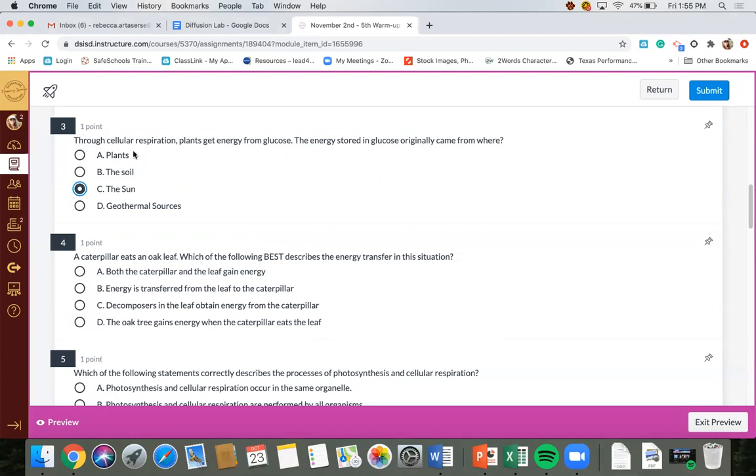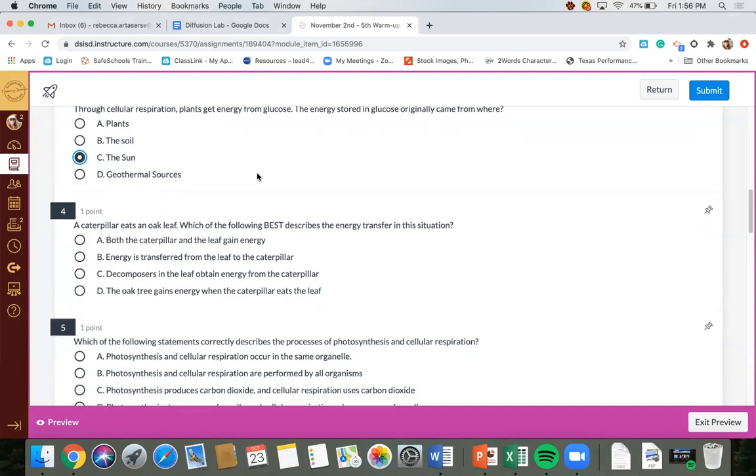And so it's not plants. Plants are going to perform photosynthesis, but that's not where it's getting its energy. The soil, that's where you're going to get your water and maybe some of your carbon, but it's not going to be where that radiant energy is coming from. In geothermal sources, we're not getting our energy from geothermal sources. Remember, photosynthesis means light, and so it has to come from a light source. So in this case, it's the sun.